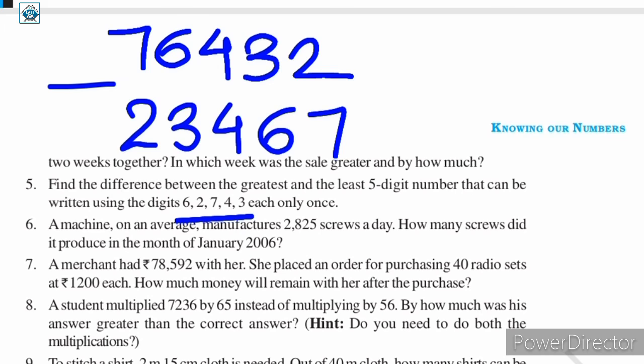So when you subtract 23,467 from 76,432. So in this way you can find the difference between these two digits. So simply subtract it and whatever the answer may be, that will be the difference. Let us see the solution to find out the difference.